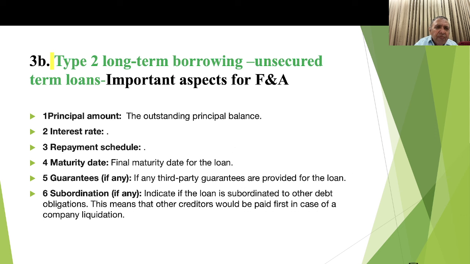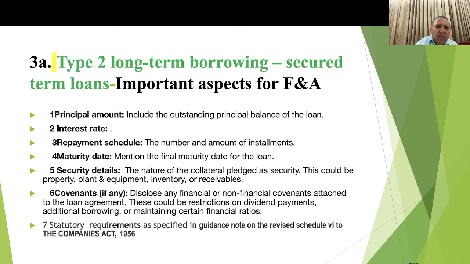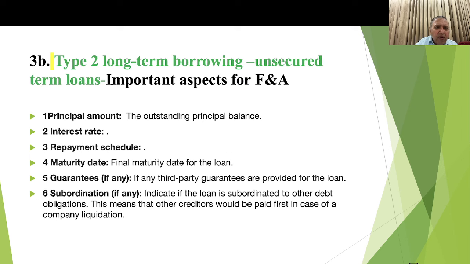Let's go to the unsecured term loans. The first one was secured term loans, second one is the unsecured term loans. Again, similar aspects like principal amount, interest rates, repayment schedule, maturity date, guarantees if any third party guarantees are provided for the loan, and number 6 is subordination if any, that is indicates if the loan is subordinated to another debt obligations. This means that the creditors would be paid first in case of a company liquidation.